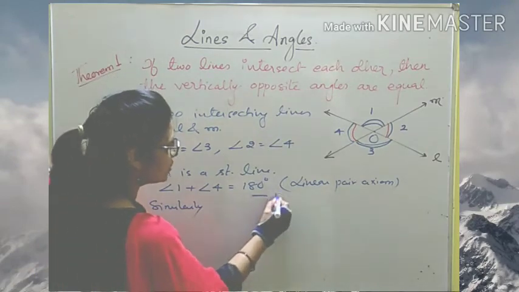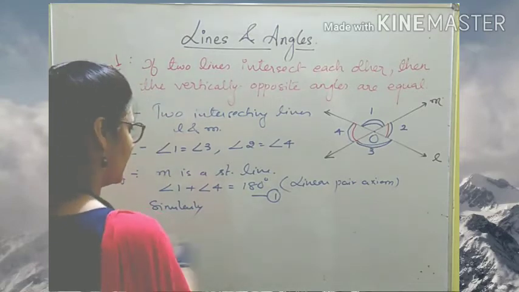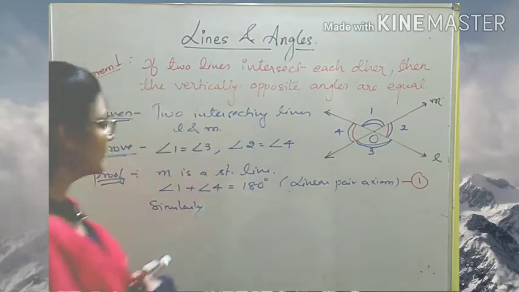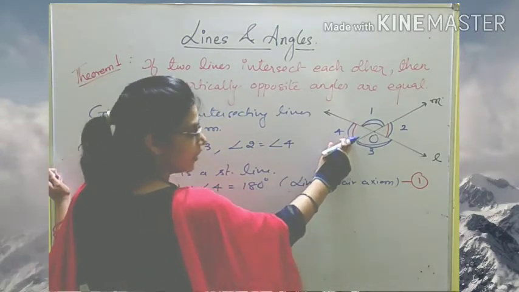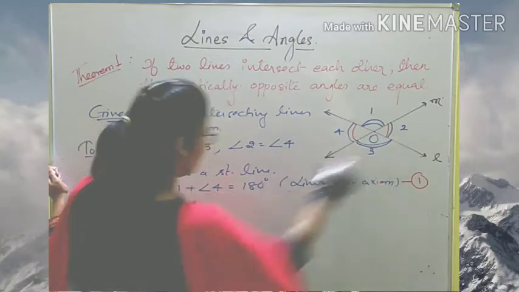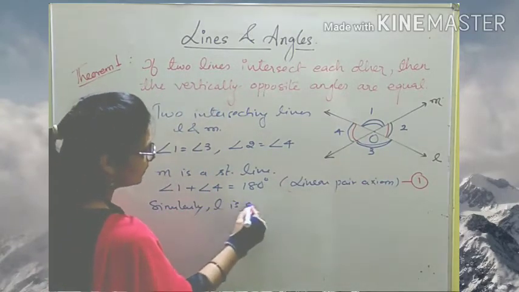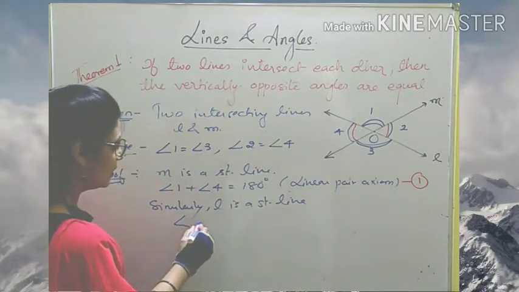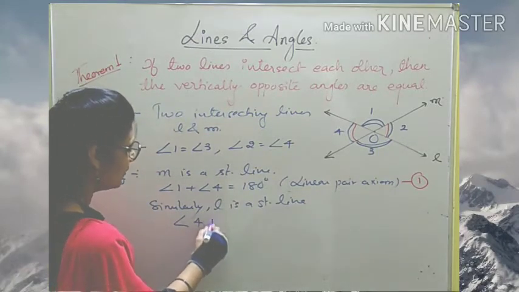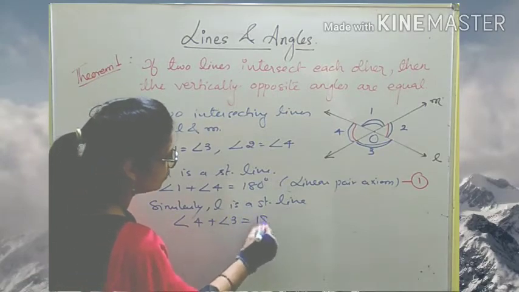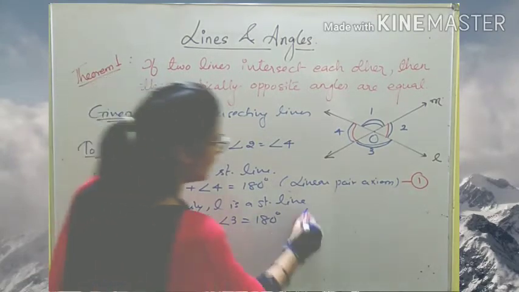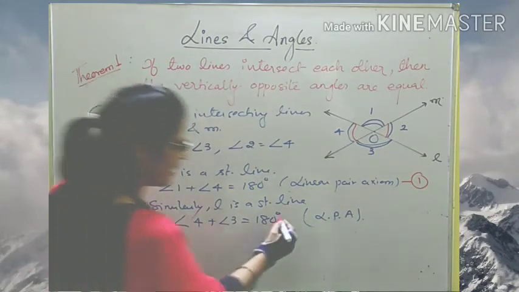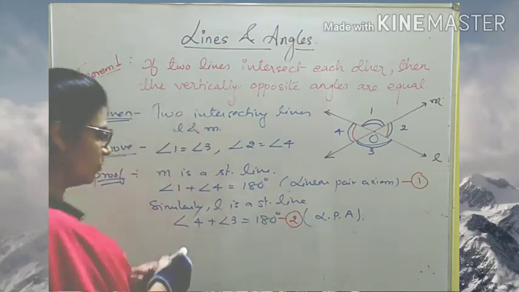Now, similarly, so this is our equation 1. Angle 1 and 4, this sum is 180 degrees. Now, similarly, L is a straight line. So, what we will get? Angle 4 plus angle 3 is equal to 180 degrees. And this is again by the linear pair axiom. ठीक है? Same इससे हम ला रहे हैं. So, this is our equation 2.